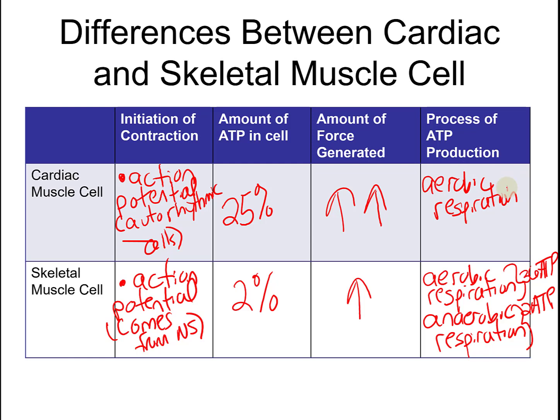Okay, so again, why do cardiac muscle cells produce so much force, so much more force than skeletal? Right here you can see, first of all, they store a lot more ATP because they're using a much more efficient process to make it. But there's another reason which is equally important, and in order to talk about that, we have to look at the action potential.